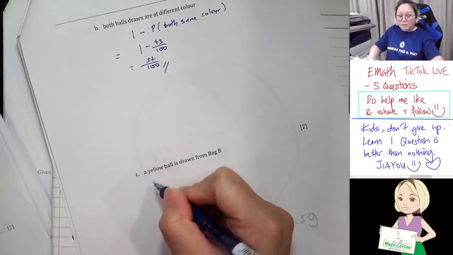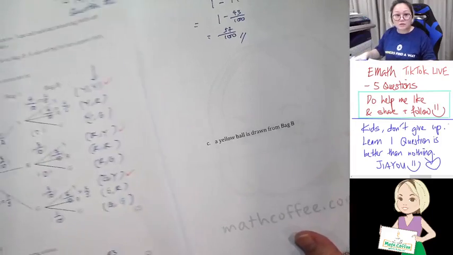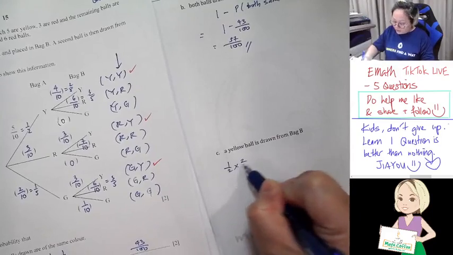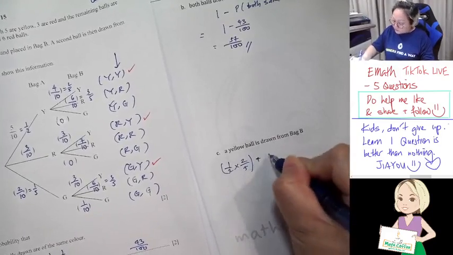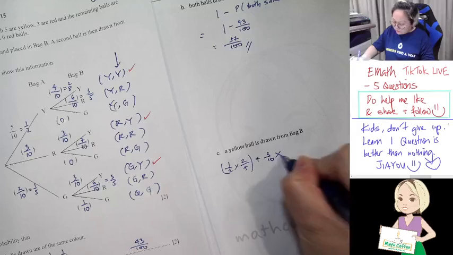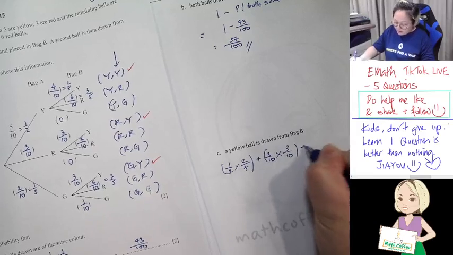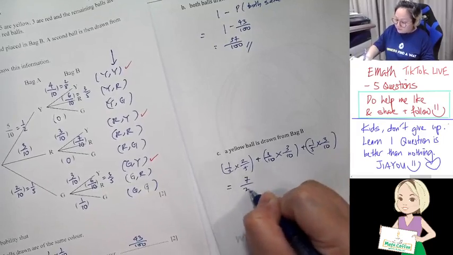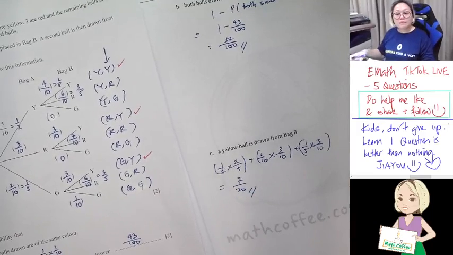So it will be, I put here, okay, can see now. You just need to see this one. So it will be half multiplied by 2/5 plus 3/10 multiplied by 3/10 plus 1/5 multiplied by 3/10, and everything you get 7 out of 20. Done. Can?